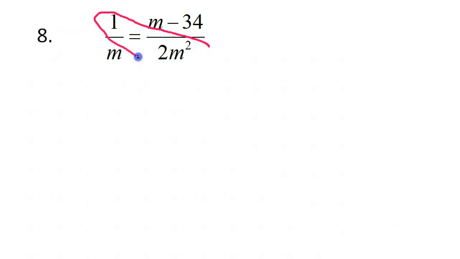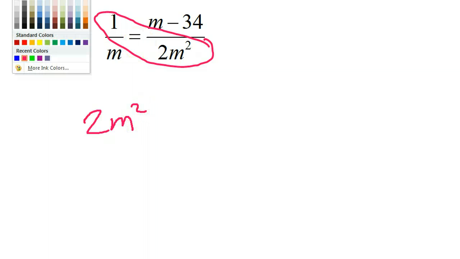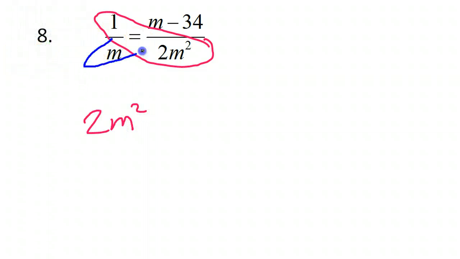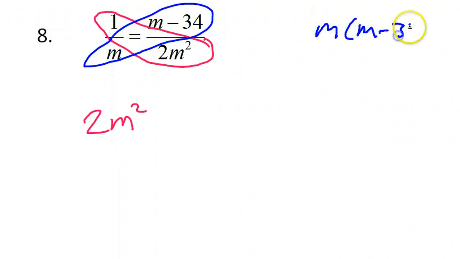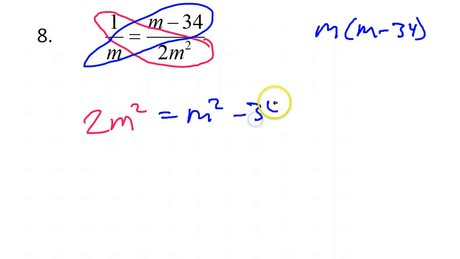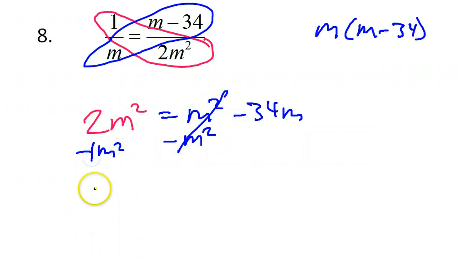Okay, number 8, we'll cross multiply here. That will make 2m squared. And I will cross multiply here. And now I'm distributing m times m minus 34. So that's going to make m squared minus 34m. Alright, I need to get these m squareds together, so I am going to subtract m squared from both sides. Okay, these cancel out. 2m squared minus 1m squared is m squared.